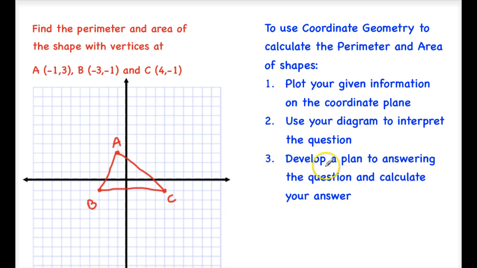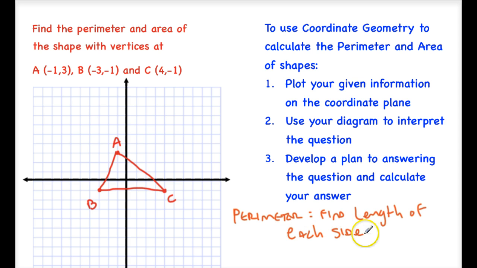So in order to do that, let's develop our plan to answering the question and calculate our answer. To find the perimeter, what I want to do is find the length of each side.